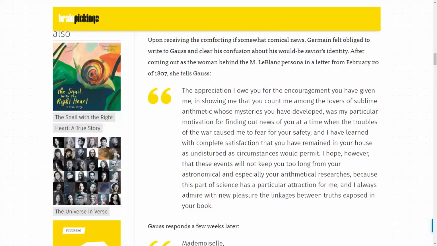Upon receipt of Monsieur Pernety's letter, Germain wrote to Gauss on February 20, 1807, to clear up any confusion that had arisen of the whole encounter. In the process, she revealed herself to be Monsieur Leblanc, the person who had been corresponding with Gauss now for several years. The following is an excerpt of the letter that Germain wrote to Gauss, and at the end, she mentions how she has always admired with new pleasure the linkages between truths exposed in your book.